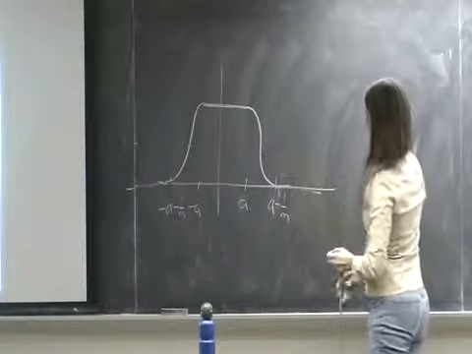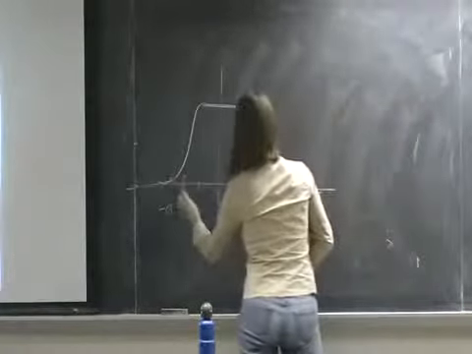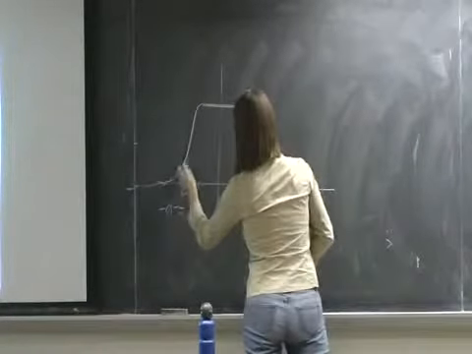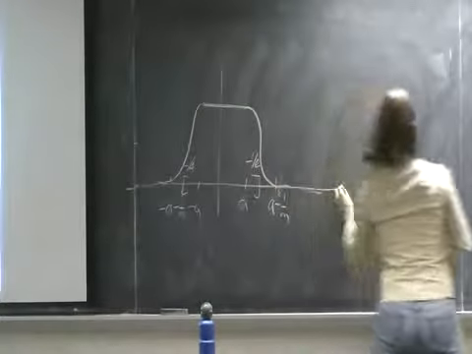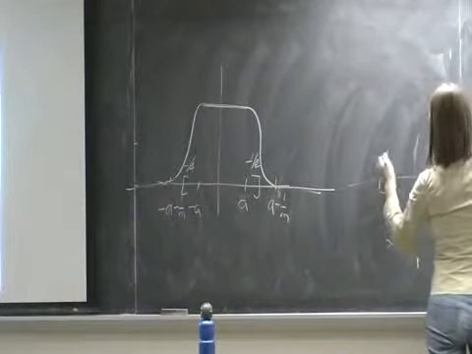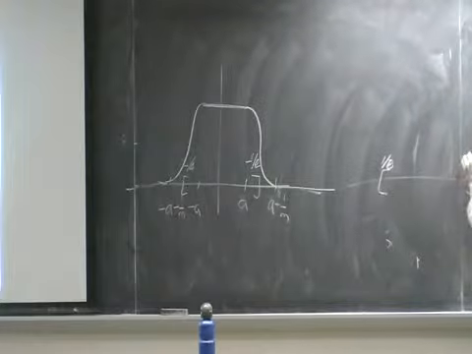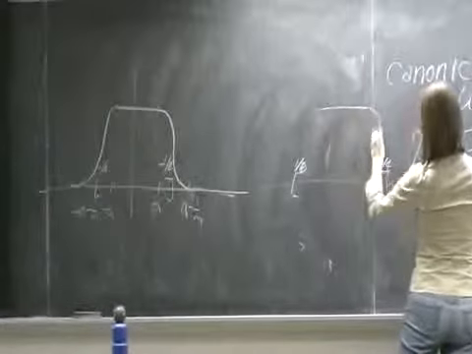And now we're using this to replace something with a bump function. So now this is our negative 1/4, negative 1/8. And then over here we have the 1/8, 1/4.